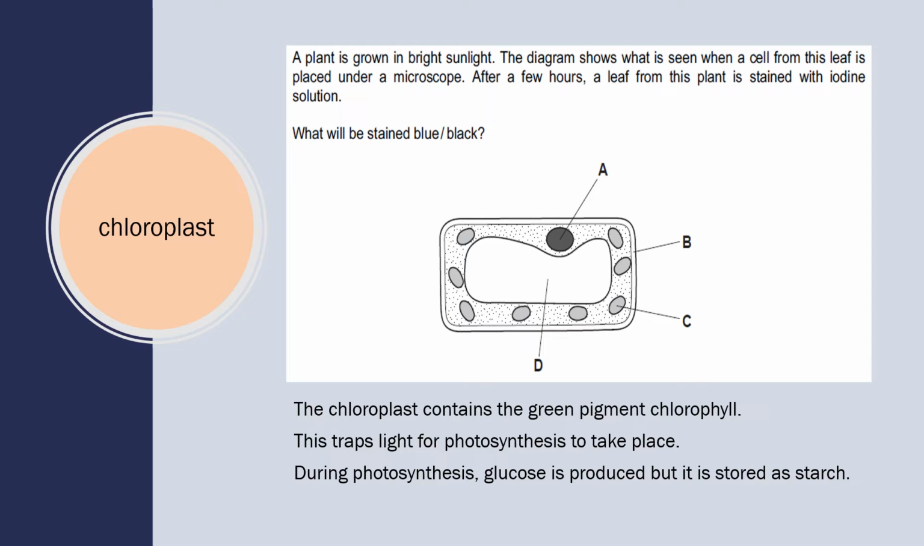From the previous slide, we were able to see that under the arrow is the word chlorophyll. The chlorophyll is the green pigment in the chloroplast, and this traps light for photosynthesis to take place. And then the product is glucose. But when glucose is stored, it is stored as starch. So the best answer for this kind of question is C.